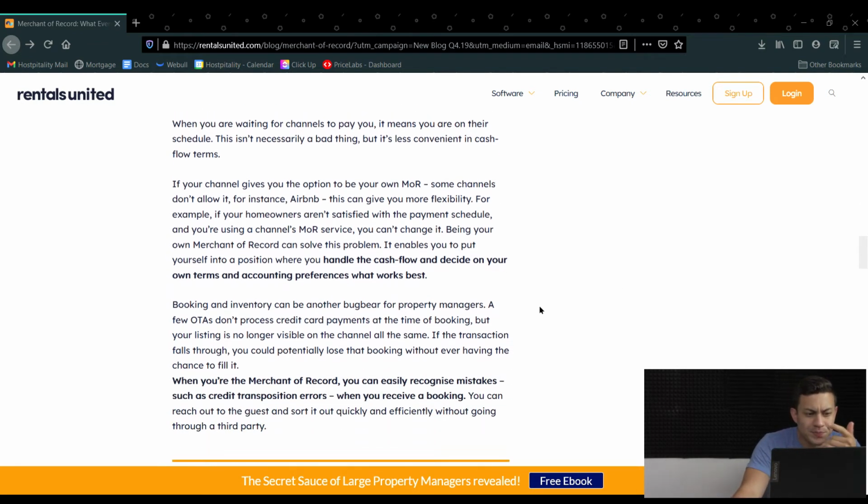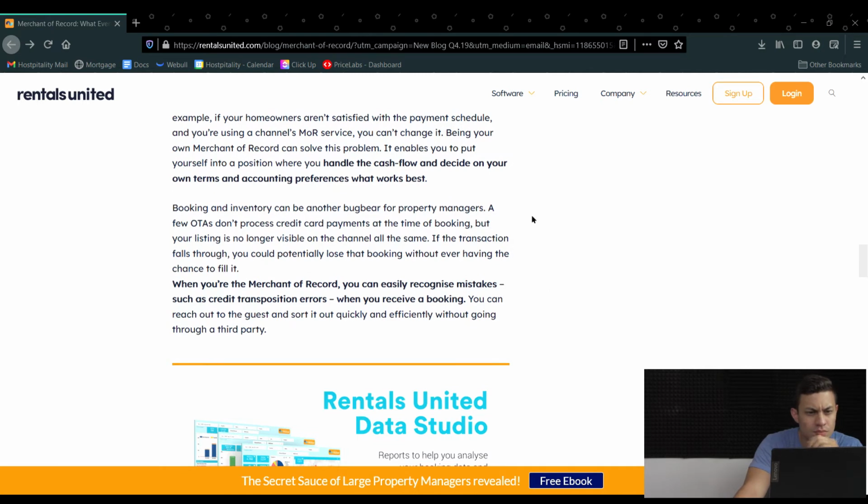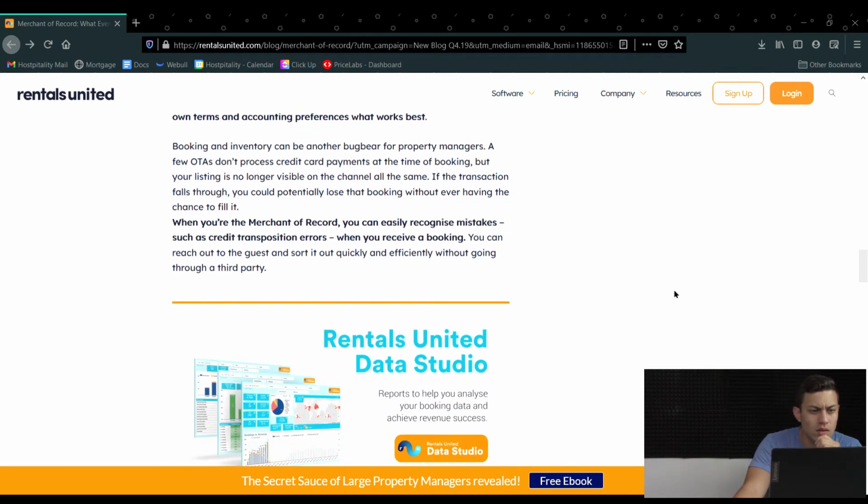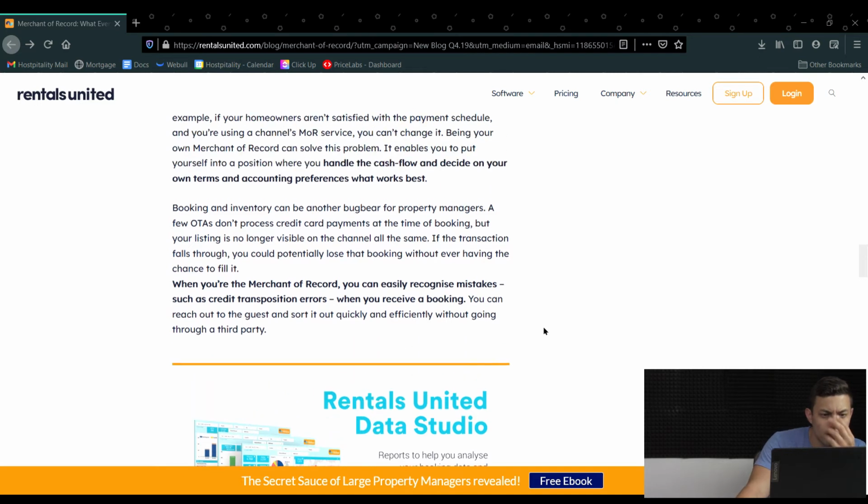Okay, so one of the other pros that they are setting up is that when you're the merchant of record, you can easily recognize mistakes such as credit transposition errors. When you receive a booking, you can reach out to the guest and sort it out quickly and efficiently without going through a third party.